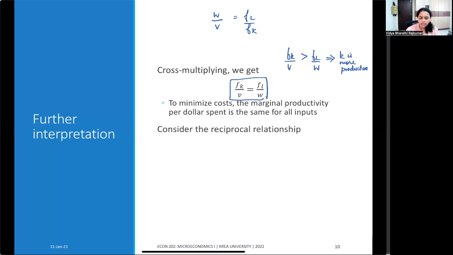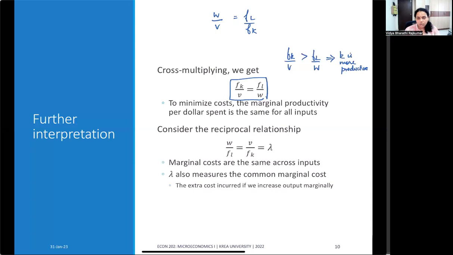Another point is where we're just going to flip this relationship upside down. And what do you get? We get the ratio W over FL, and that should equal V over Fk. And this ratio is actually equal to lambda, our Lagrange multiplier. So W is the marginal cost of hiring one more unit of labor. FL is the marginal product from one more unit of labor. So this is the cost to productivity ratio. Similarly, this is the cost to productivity ratio for capital.